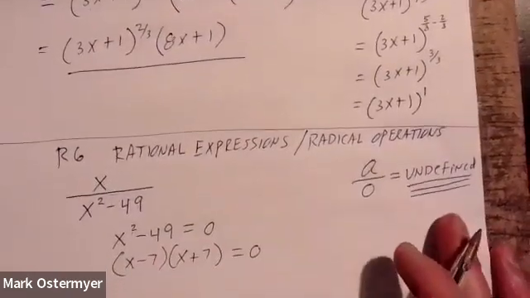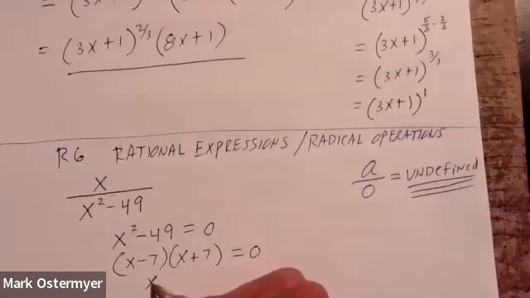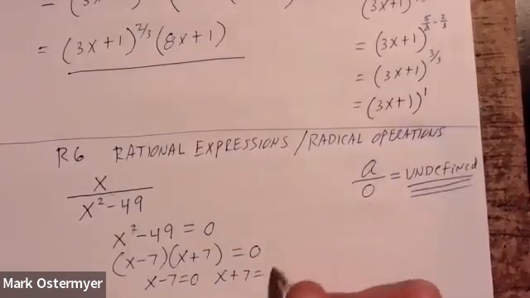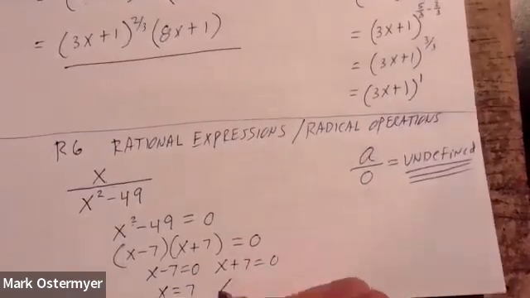Now, there's a theorem that says when you multiply two or more factors together and you get a product of 0, that means that one or more of your factors have to be equal to 0. So by that theorem, I am justified in setting these factors equal to 0 and solving the subsequent first degree equations. When I solve for x here, I get x equals 7. When I solve this simple equation for x, I get x equals negative 7.